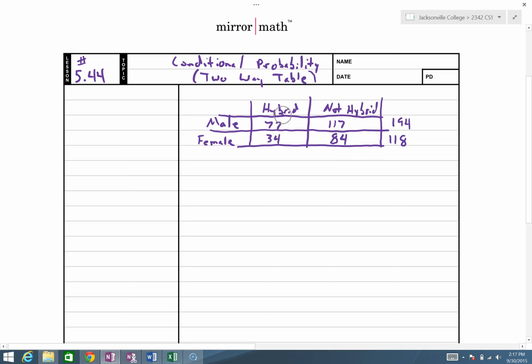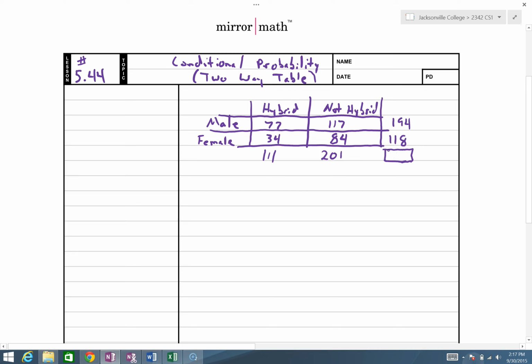And now look at these totals. 77 plus 34 is 111. This is the total hybrids. And then not hybrids, 117 plus 84, that appears to be 201. Now, this here is my total. It is the total number of people. This should be, it says, 311.